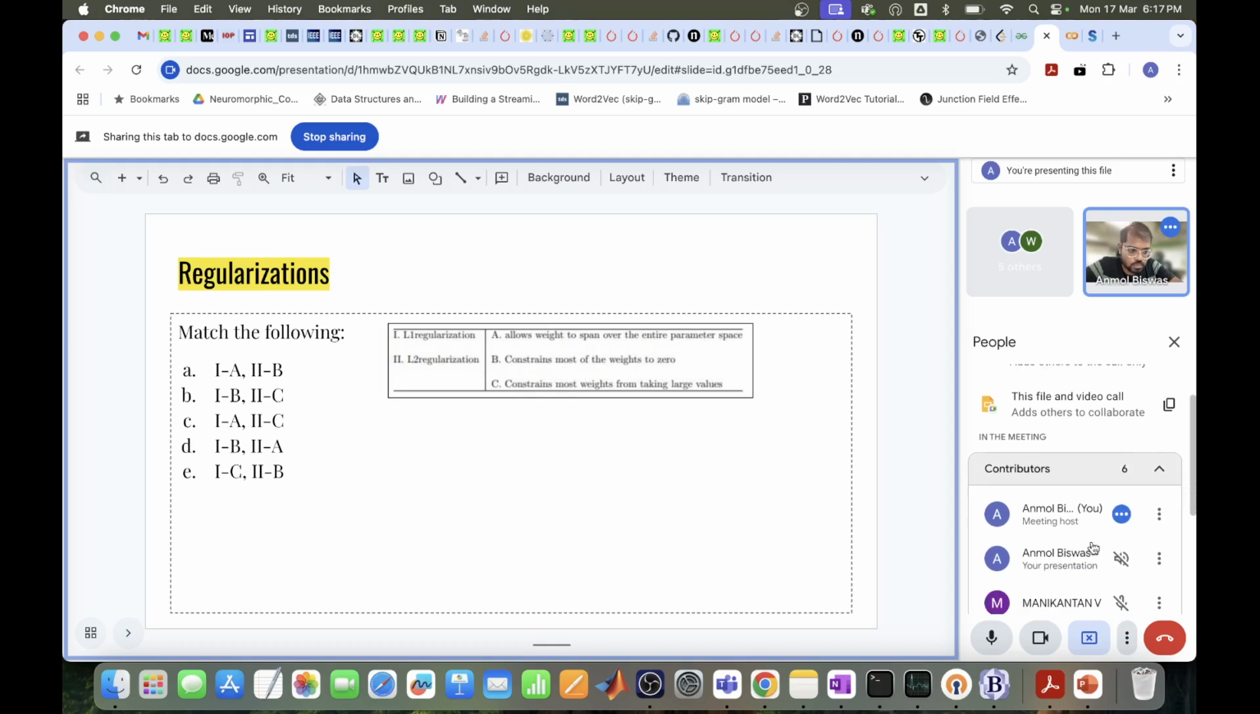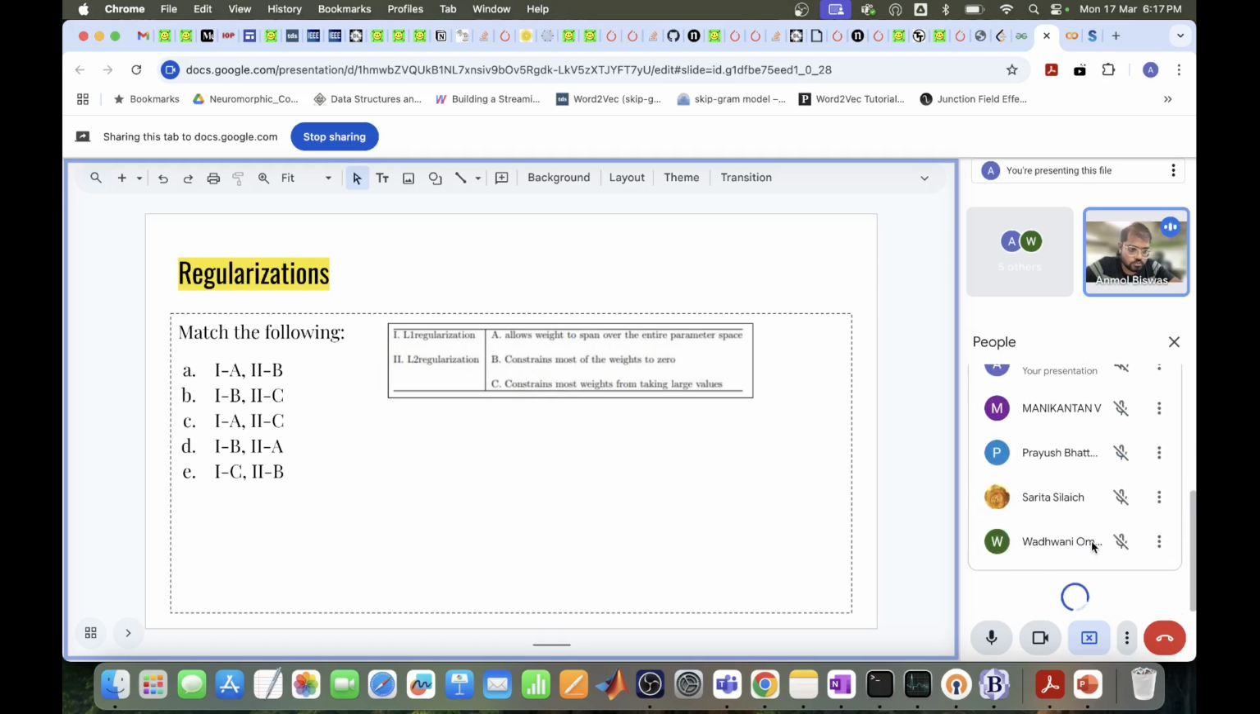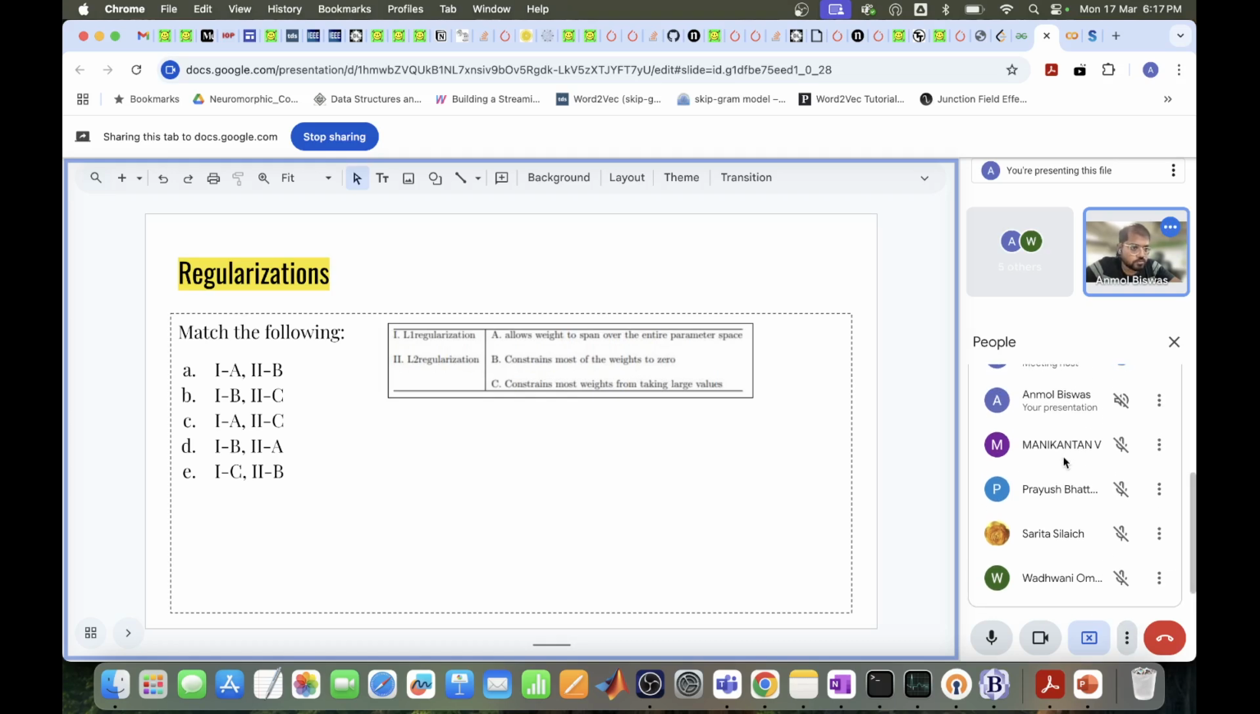I will give a couple of minutes for everyone to work it out, and you can answer in the comments in the chat. Then we'll discuss the solution.